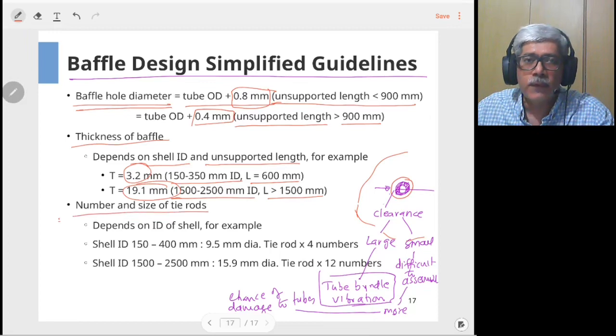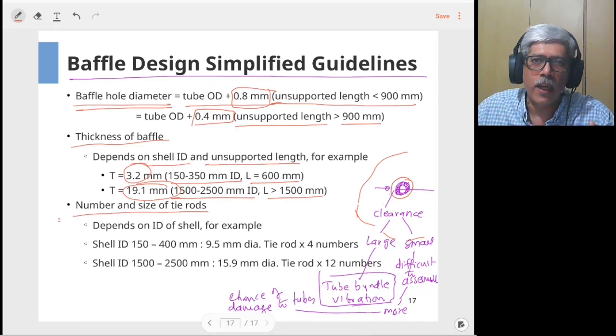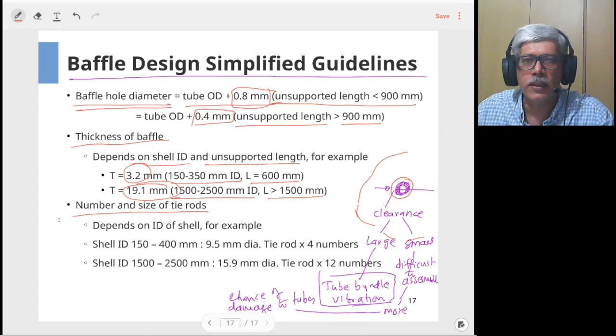The number and size of tie rods. So tie rods are the ones which we have seen in the animated movie for the manufacturing sequence. In order to hold the baffles from each other, you have the tie rod structure, which is attached to the tube sheet, generally by screwing to the tube sheet. So these rods hold the baffles onto them, and they are separated from each other by means of spacer tubes. How many tie rods you will require and what is the size of those tie rods again depends on the diameter of the shell.